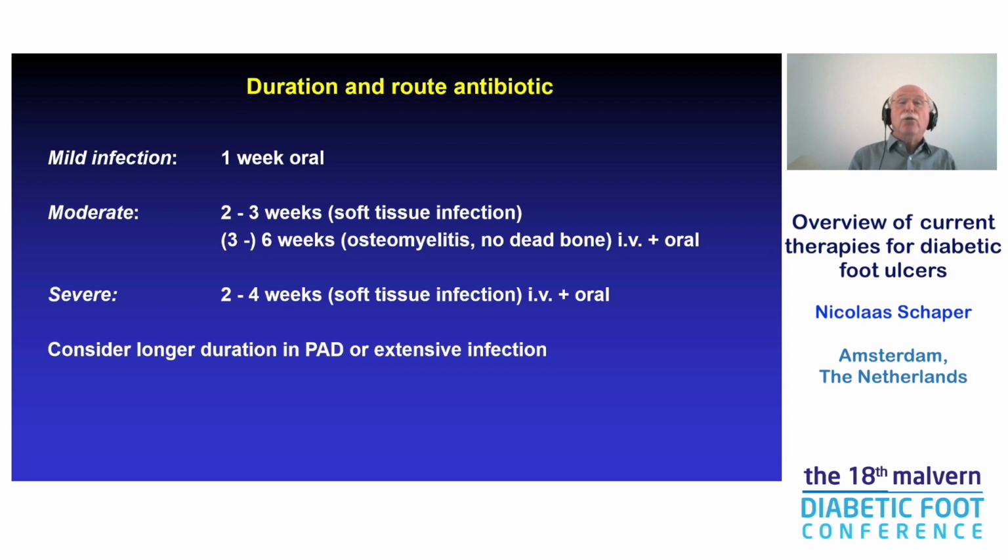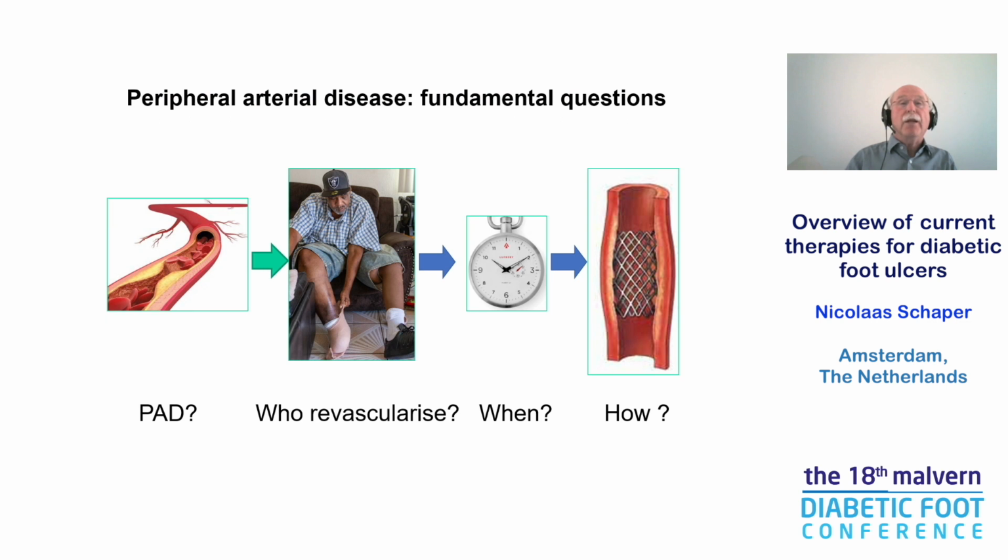You could probably start with oral immediately, although the evidence there is again weak. So usually many people start after 2 or 3 days with oral therapy if you use an antibiotic which has very good bioavailability. In severe infections, treatment is usually longer, 2 to 4 weeks. And of course you start immediate intravenous therapy. Consider longer duration in peripheral arterial disease or extensive infection. And that's of course where you use your clinical judgment.